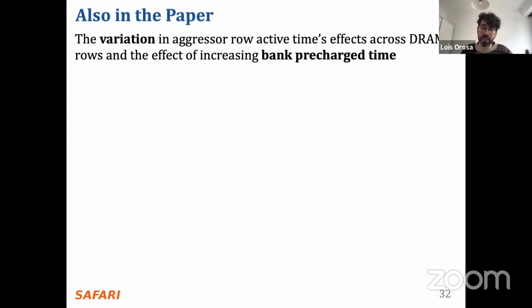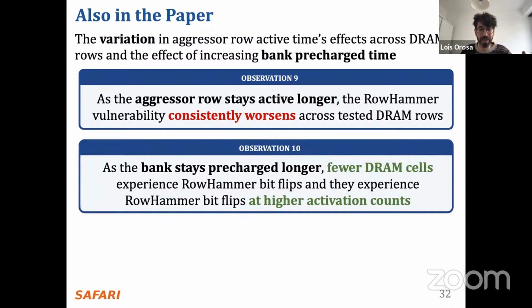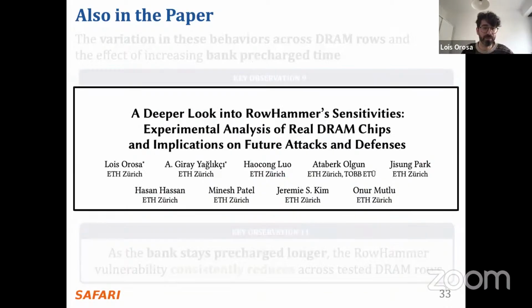In the paper, we also investigate the variation in aggressor row active time's effect across DRAM rows and the effect of increasing bank precharge time. We make 3 observations from this analysis. First, as the aggressor row stays active longer, the RowHammer vulnerability consistently worsens across all tested DRAM rows. Second, as the bank stays precharged longer, fewer DRAM cells experience RowHammer bit flips, and they experience bit flips at higher activation counts. And third, this reduction in RowHammer vulnerability is also consistent across all tested DRAM rows. We have more details and analysis in the paper.